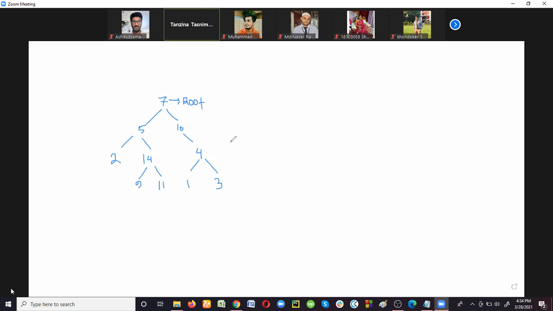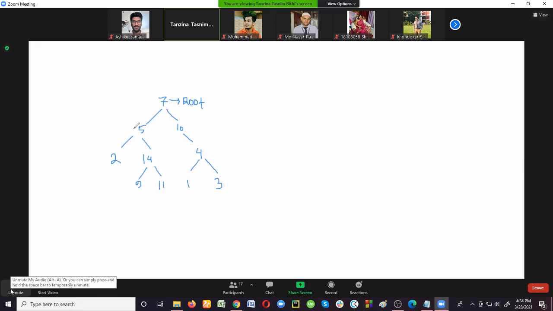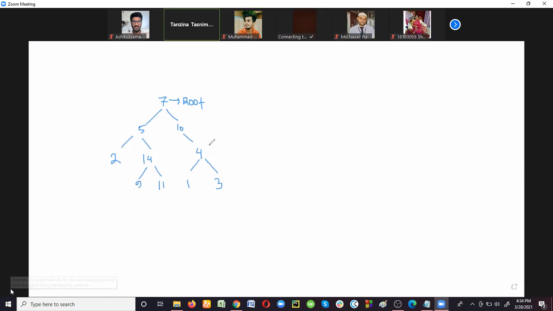Isn't it? And then there are other terms, internal node and external node. What is an internal node? Here 7, 5, 10, 14, 4. These 5 nodes have some children, and the number of children can be 1, 2, or more than 2. So the nodes which have children are called internal nodes or non-terminal nodes. And what about external nodes or leaf nodes? The nodes which don't have any children, such as 2, 9, 11, are called leaf nodes, terminal nodes, or external nodes.